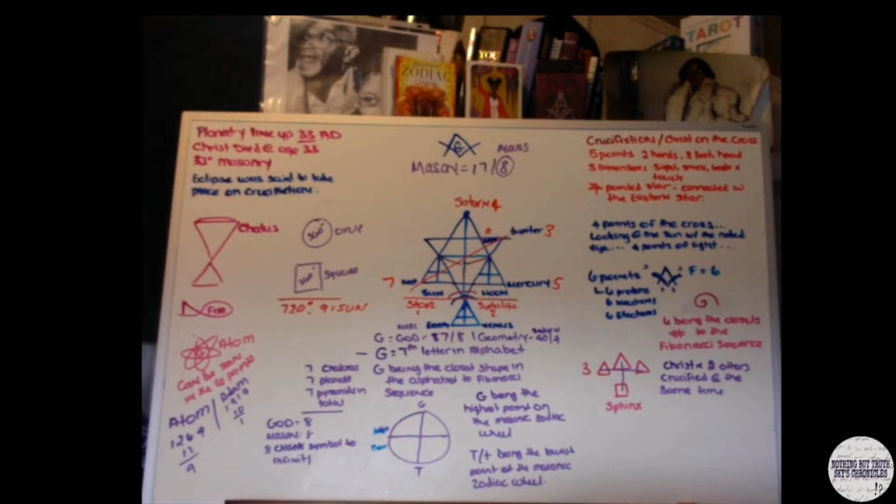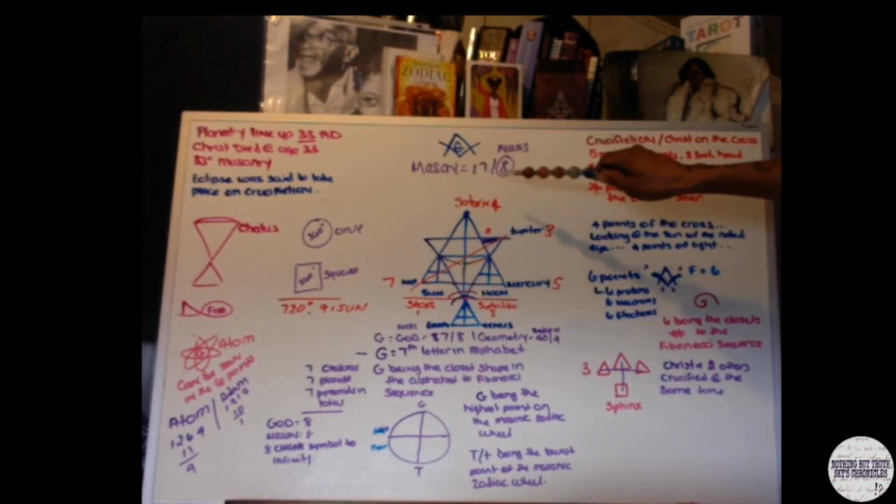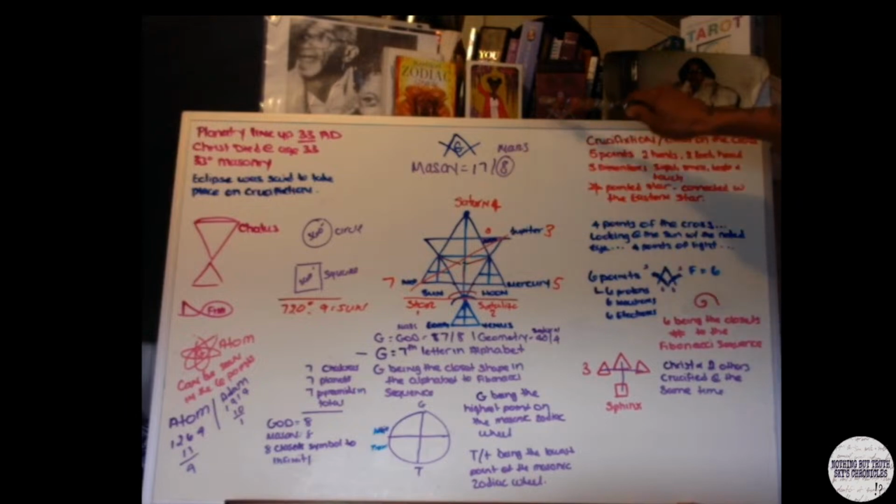So let's get into the symbolisms. First off, just as a side note, the word Mason breaks down to 17 and 8. In numerology, that's Mars. So that's just a side note. So let's look at the sun factor.